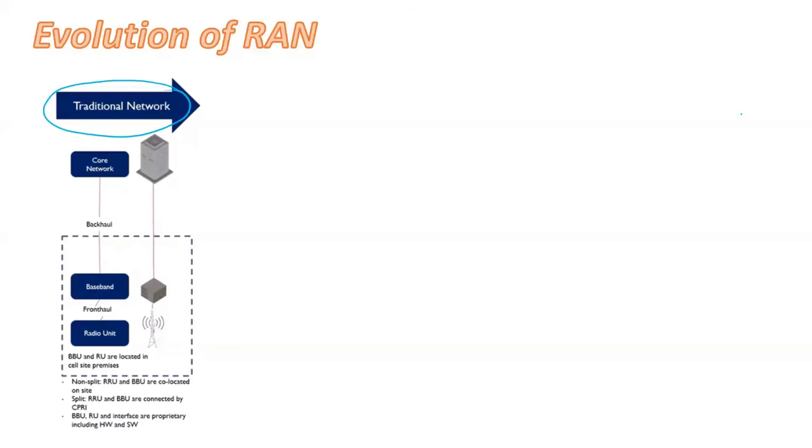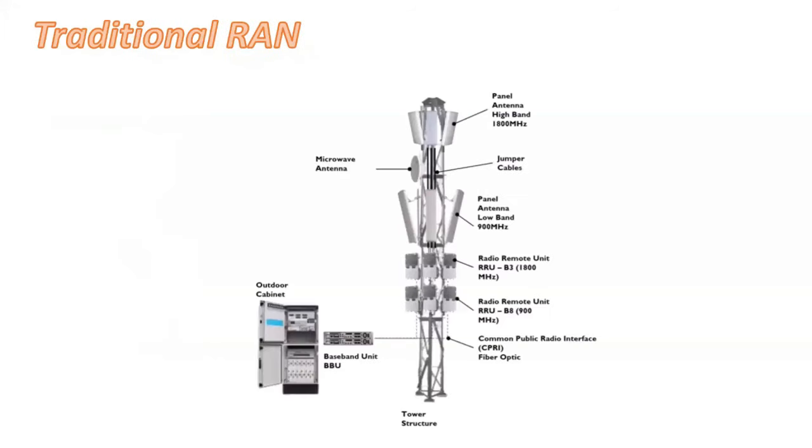And it has various versions, like non-split, right? In non-split, RRU and BBU are co-located on the site. Then you have this split version where RRU and BBU are connected by the CPRI and the BBU-RU interface is proprietary, right? So same like this here, baseband units and radio units are located inside the premises of the cell site. And this is the non-split scenario, right?